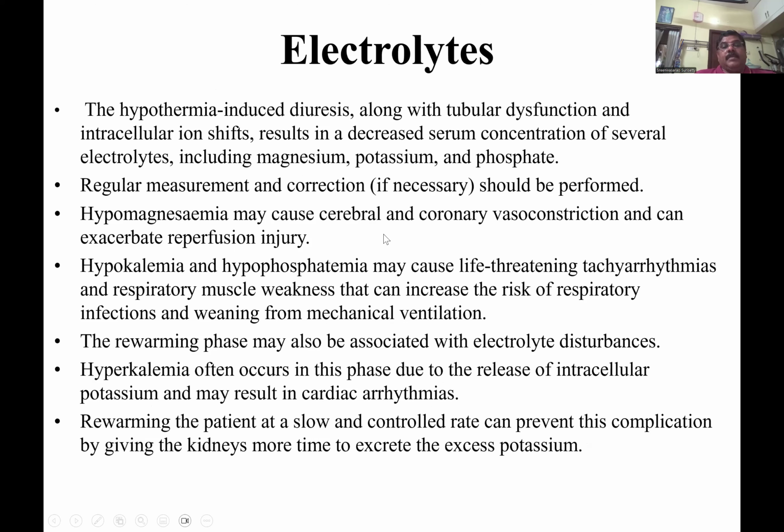Hypomagnesemia causes coronary and cerebral vasoconstriction, and it can exacerbate reperfusion injury. Hypokalemia and hypophosphatemia can cause life-threatening tachyarrhythmias and respiratory muscle weakness that can increase the risk of respiratory infections and delay weaning from mechanical ventilation. This electrolyte imbalance will affect the weaning also. The rewarming phase also has electrolyte disturbances, and hyperkalemia often occurs in this phase due to the release of intracellular potassium, which may result in cardiac arrhythmias. So rewarming the patient at a slow and controlled rate can prevent this complication by giving the kidneys more time to excrete the excess amount of potassium.